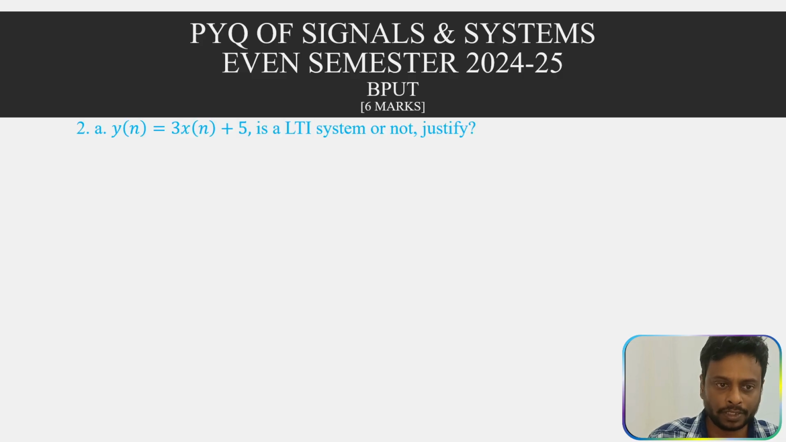The first question is y of n equals 3x of n plus 5. We have to see whether the system is an LTI system or not, that is, linear time invariant. For checking this, we'll first see whether the system is linear or not. Then we'll see whether the system is time invariant or not. If the system is linear as well as time invariant, that is called a linear time invariant system. So let us check that.